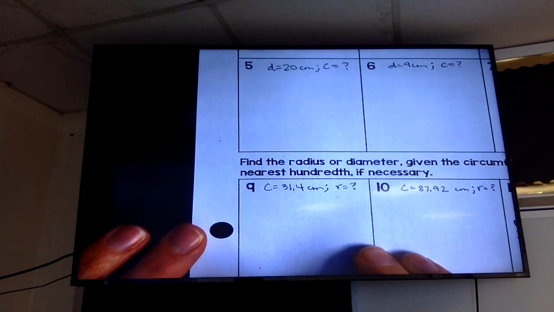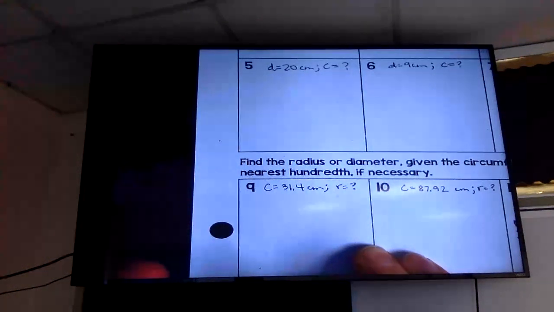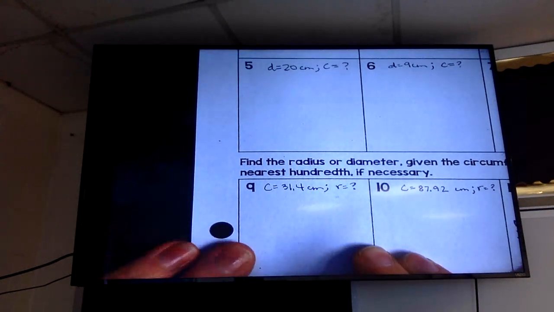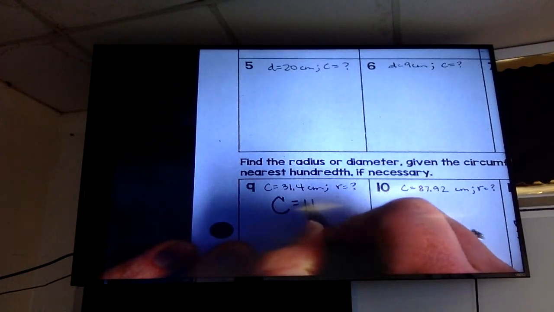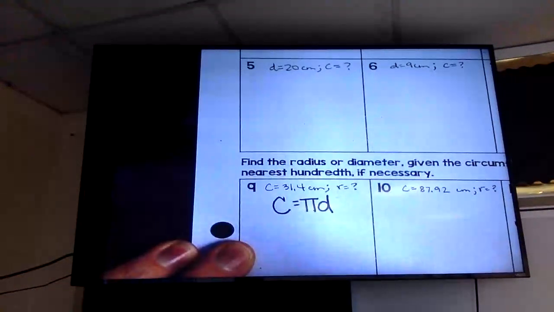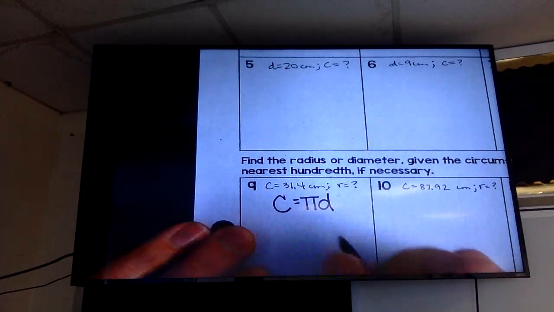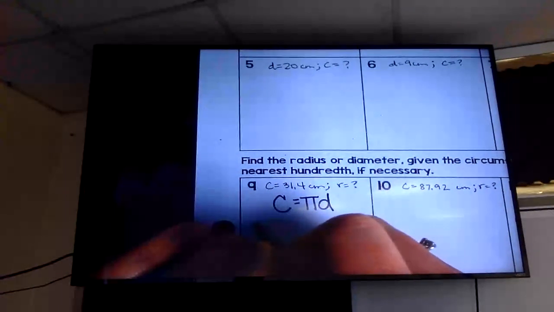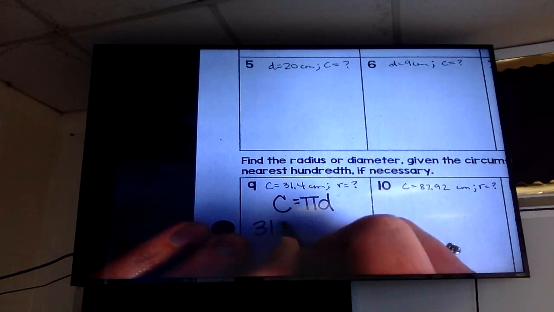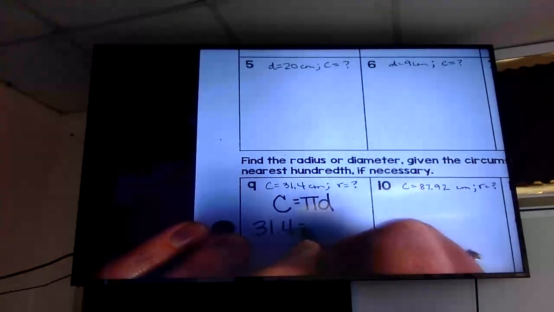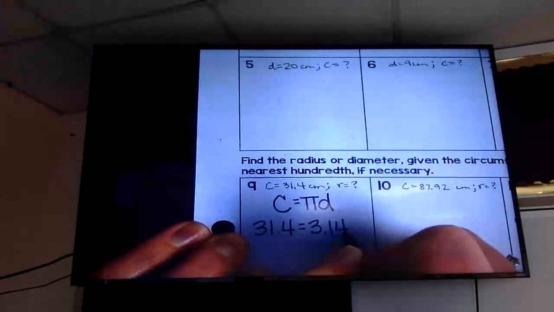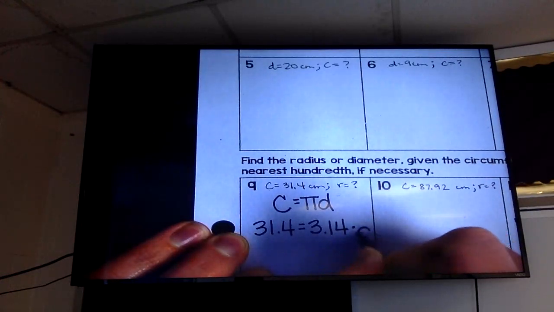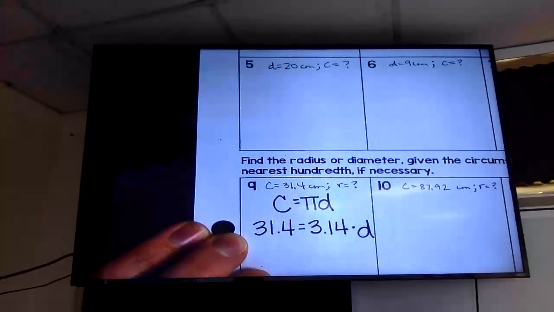Okay, so this time I want you to find the radius or the diameter, and I'm going to tell you the circumference. So again, always start with the formula. So circumference equals pi times diameter. We're going to fill in what we know. Do we know the circumference? Yes, the circumference is 31 and 4/10. Do we know pi? Yep, it's 3.14. Do we know the diameter? Nope, we don't. So we're just going to leave it as D.